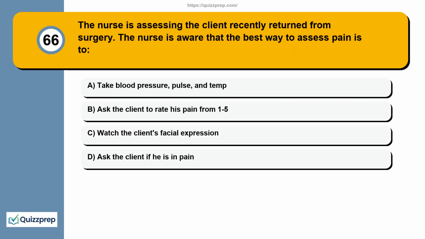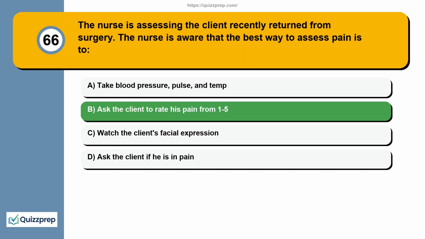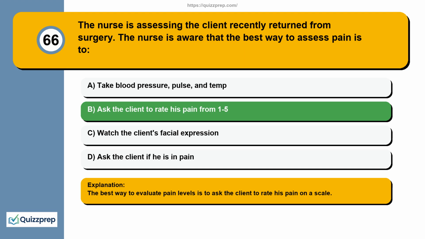Question 66. The nurse is assessing the client recently returned from surgery. The nurse is aware that the best way to assess pain is to take blood pressure, pulse, and temp. Ask the client to rate his pain from 1 to 5. Watch the client's facial expression. Ask the client if he is in pain. The best way to evaluate pain levels is to ask the client to rate his pain on a scale.